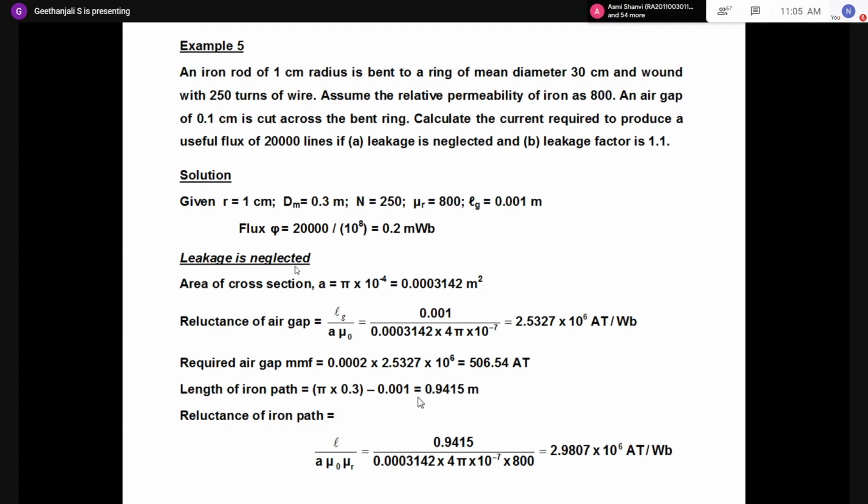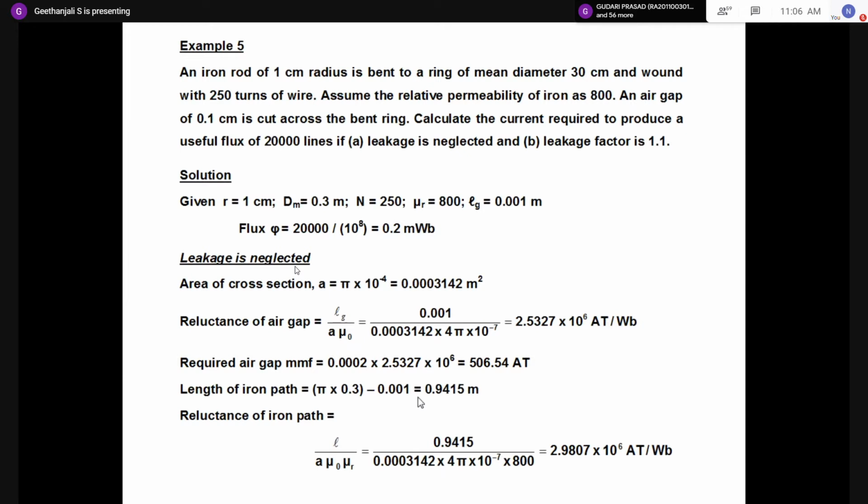Then the reluctance of the air gap. We know the length of the air gap, it is given in the problem, Lg is 0.001. S is equal to L by mu A. For air gap, mu r value is 1, so S is Lg by A into mu naught. Lg is given, A we have just now calculated, and mu naught is a constant, 4 pi into 10 power minus 7. That is equal to 2.5327 into 10 power 6. The unit for the reluctance is ampere turns per Weber.